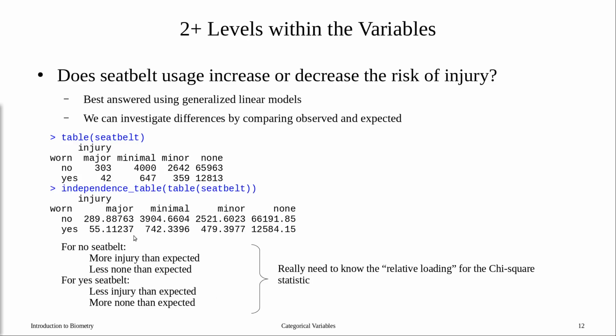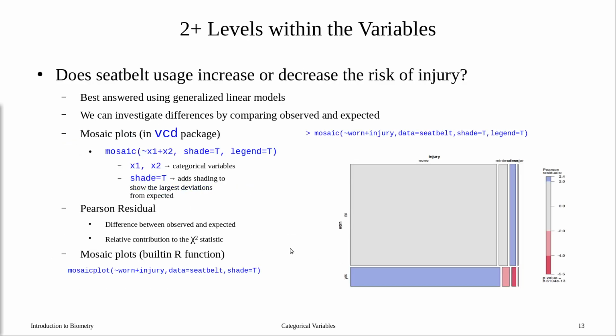Now this is all fine and dandy, but it doesn't really tell us which ones are driving our difference. For that, we really need to see the relative loadings, and this is where mosaic plots really come into play. We can visually display the data using the mosaic function. It takes this type of format where we put the tilde and then both of our categorical variables. We use shade equals TRUE so that it adds shading to show the largest deviations from our expected.